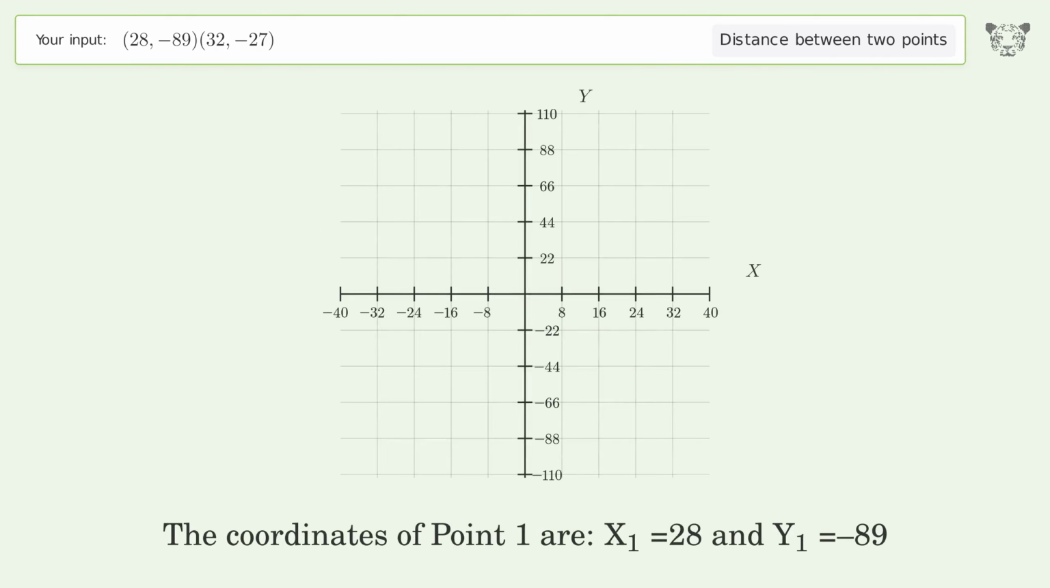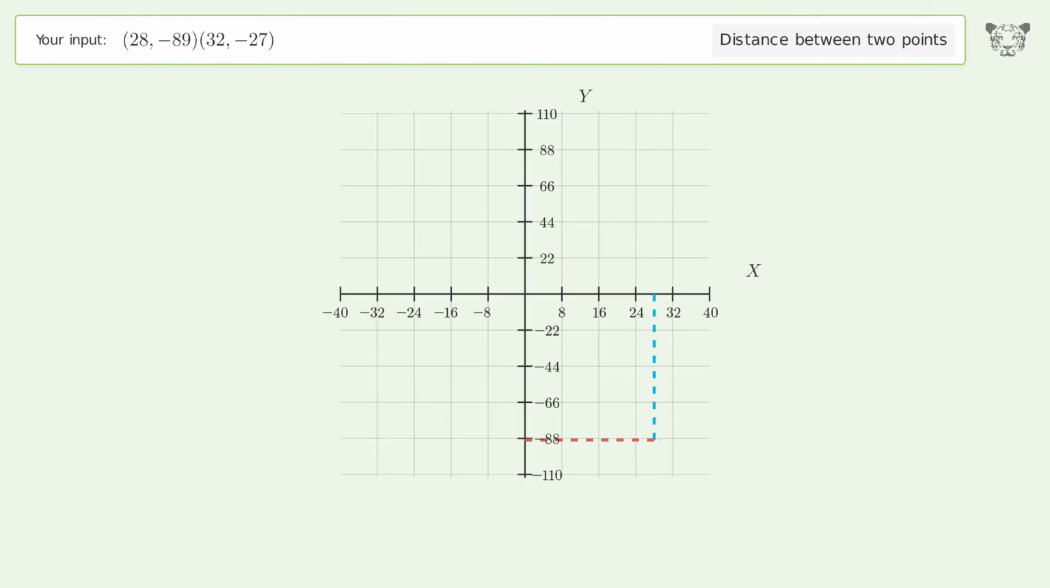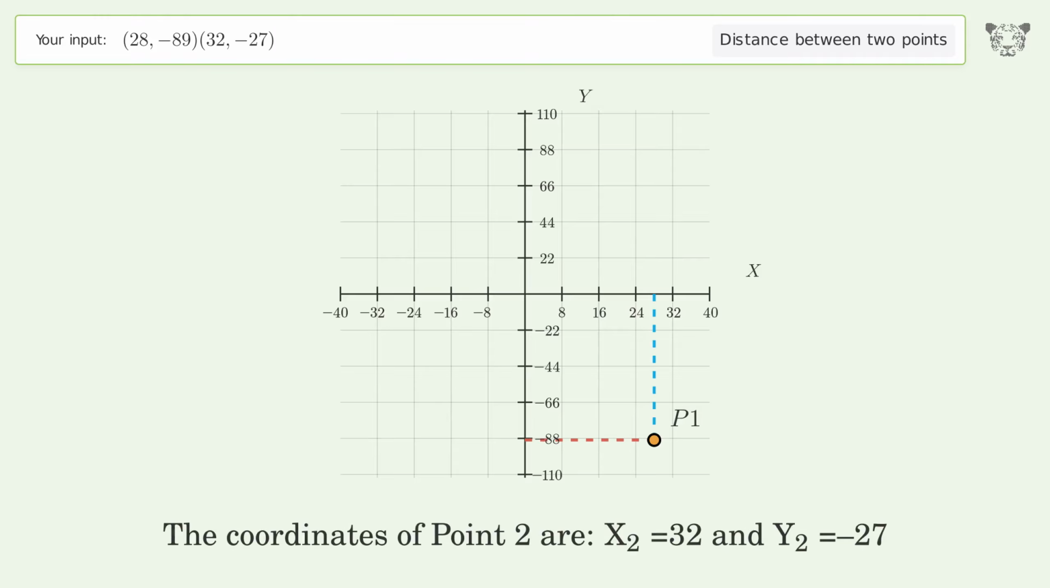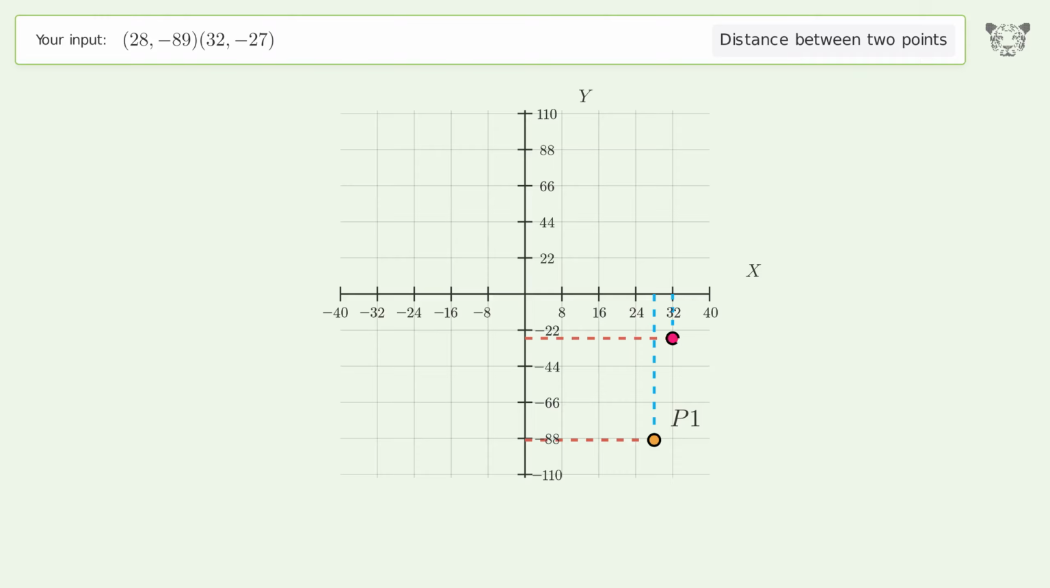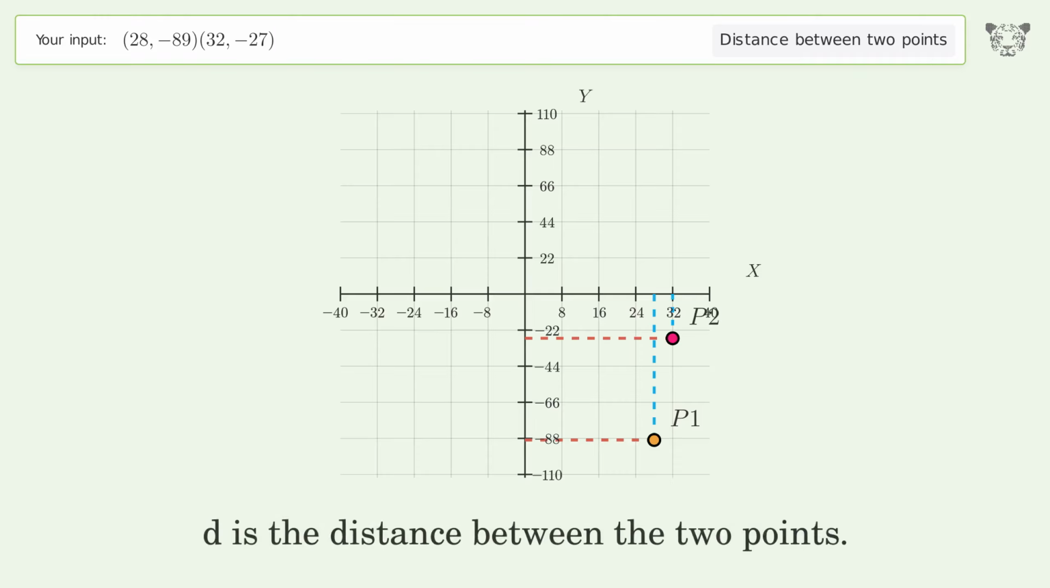The coordinates of point 1 are, x1 equals 28 and y1 equals negative 89. The coordinates of point 2 are, x2 equals 32 and y2 equals negative 27. D is the distance between the 2 points.